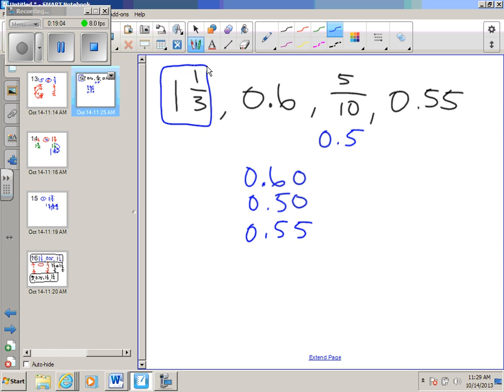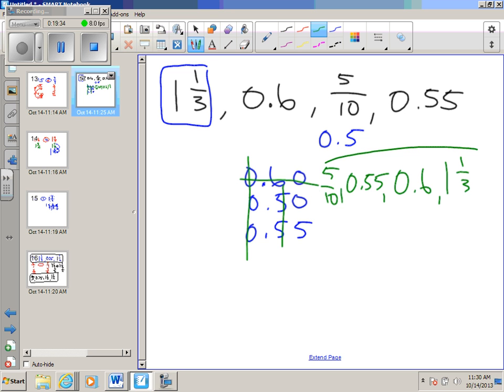So now, as you look at some of your answers, some of you may want to switch your tune a little bit. Those first ones are all the same. Which one is larger? Okay, so I'm going to have my 1 1/3. The next biggest is going to be my 0.6. Now it's a battle between those, and what's bigger, a 0 or a 5? So therefore, the 0.55 goes next, and the 5/10 is your smallest.